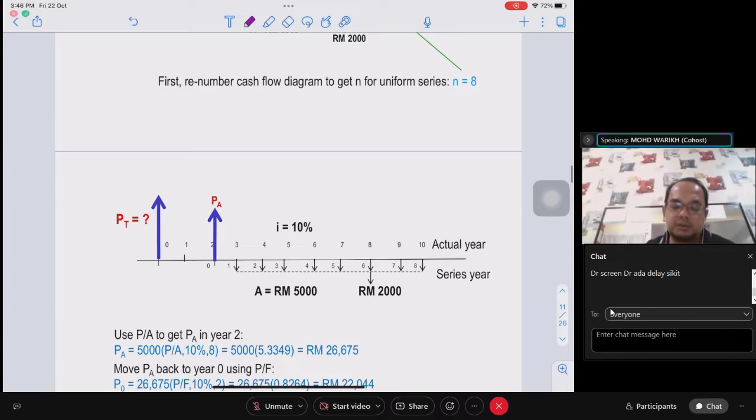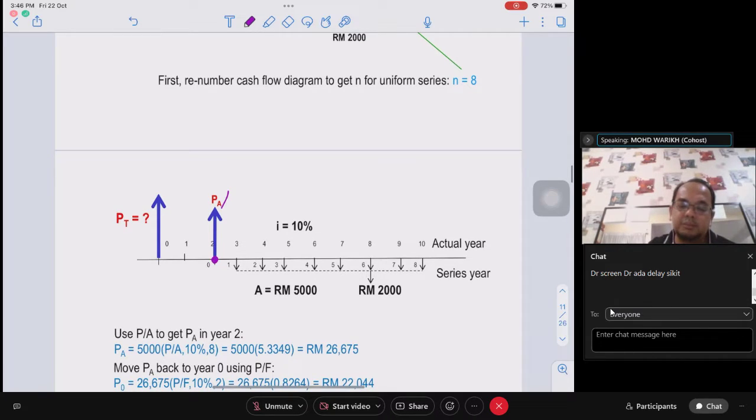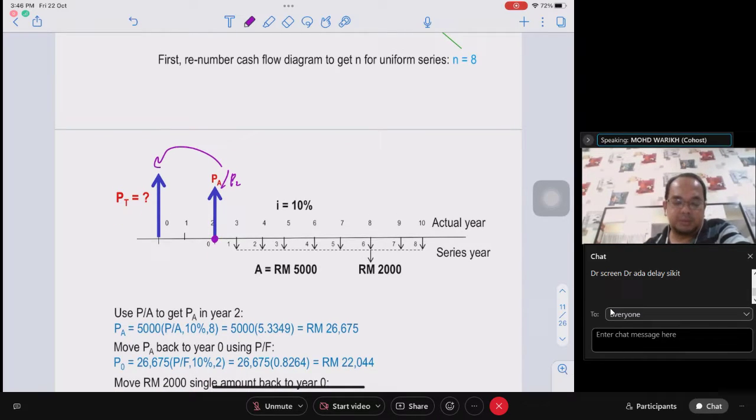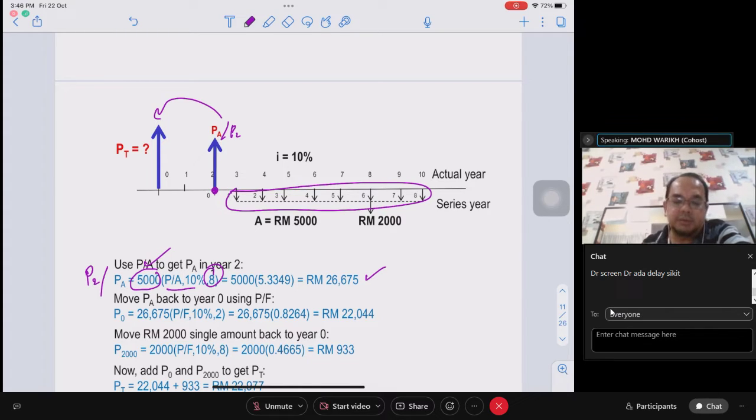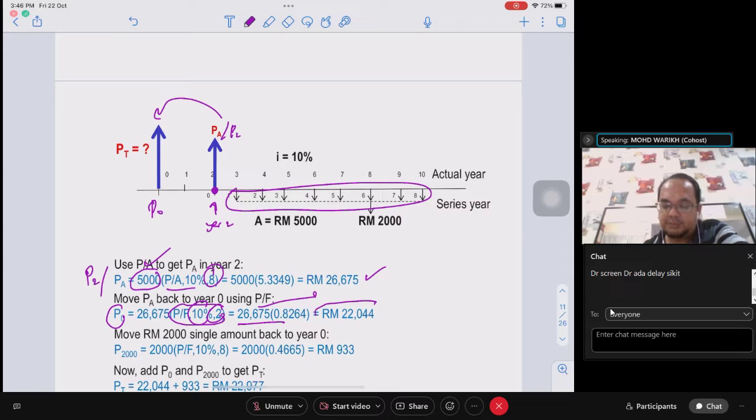Okay, we can restart from the P2. PA, then you shift it to the PO. For the PA or P2, senang ya, it is 5,000 ringgit. Okay, it's an A, over 8 years PA. So you will get these numbers, and then you move up to the PO. Okay, for the PO, it's multiplied by this, because it's year 2. PF 10, 2. So you have to multiply from these answers, so you will get this one.